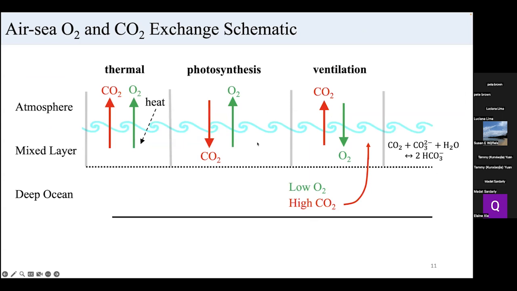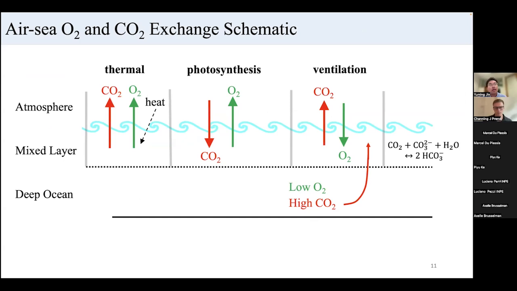Another independent way to constrain seasonal air-sea carbon exchange is by looking at atmospheric oxygen change. The ocean is taking up and releasing carbon dioxide as well as oxygen. On the seasonal scale, the air-sea oxygen and carbon exchange are not fully coupled, but coupled in some ways. In this schematic, I try to separate the oxygen and carbon exchange processes into three components.